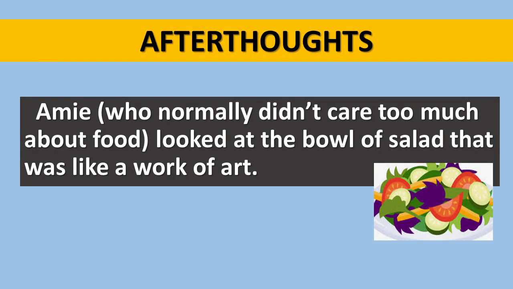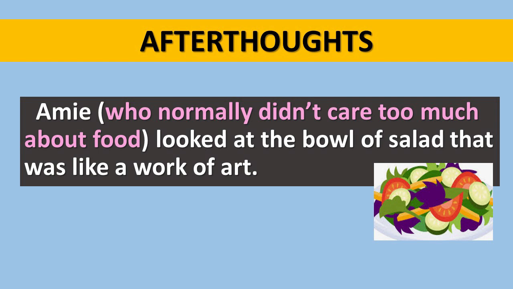So here's an example of a sentence where we've got an afterthought that is provided to us in brackets. Amy, (who normally didn't care too much about food), looked at the bowl of salad that was like a work of art. The parenthesis there, who normally didn't care too much about food, is placed in brackets. Commas would work. It's also a relative clause, but you could also use dashes to show where that parenthesis lives in that sentence. And you can see there, we've got that in pink.